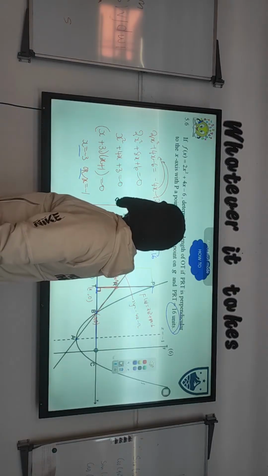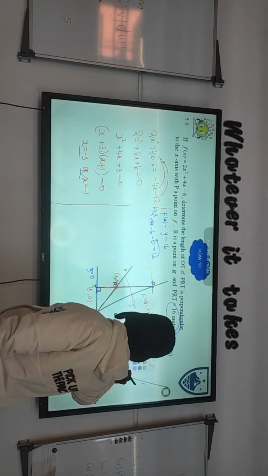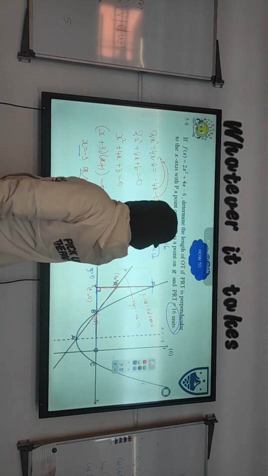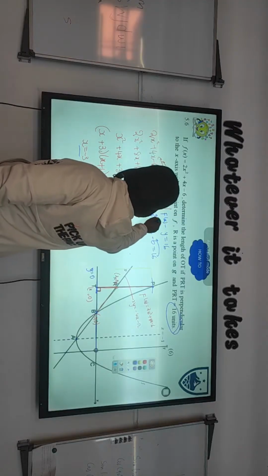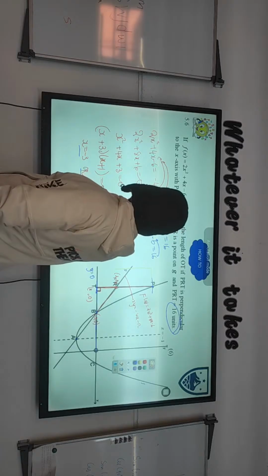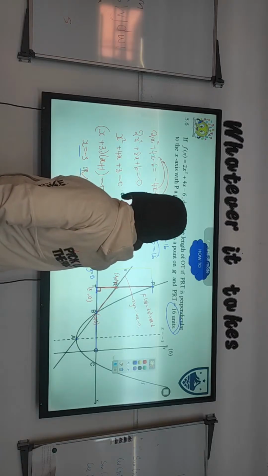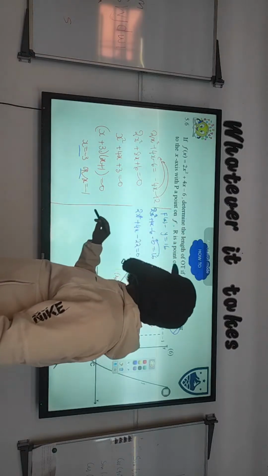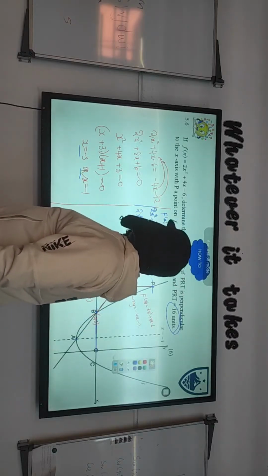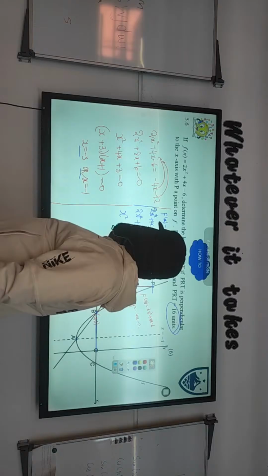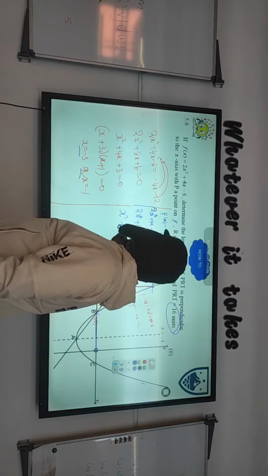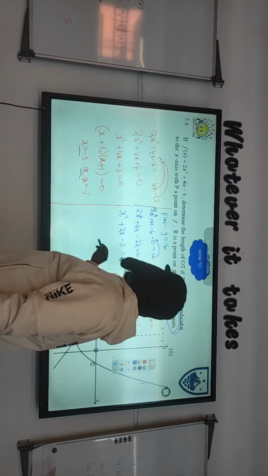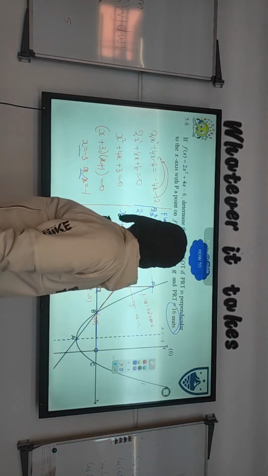All right, it's 2x squared plus 4x minus 16. So we have 2x squared plus 4x, and then this is negative 22, not 24, equals to 0. And then I divide both sides by 2. I have x squared plus 2x minus 11 equals to 0. Then you can use the quadratic formula here.